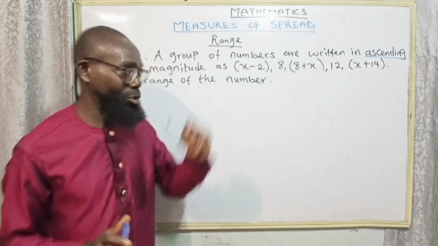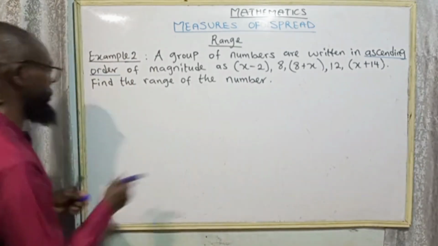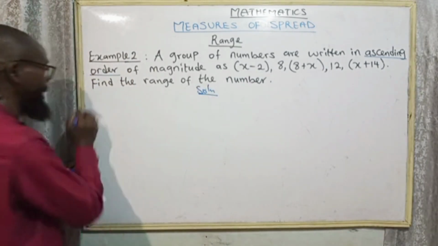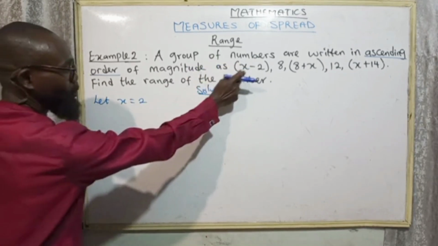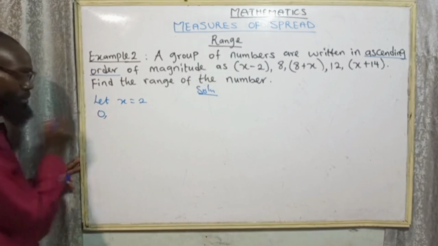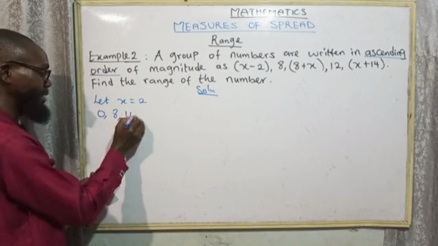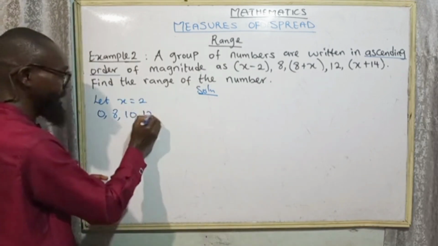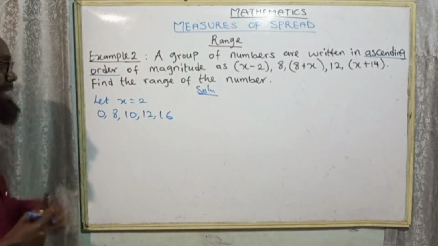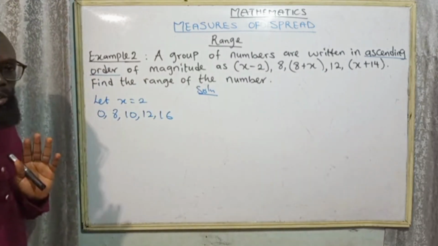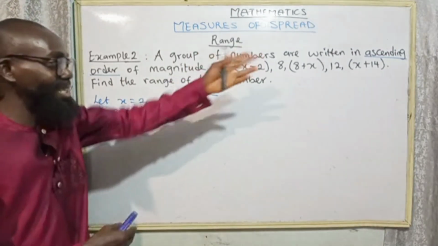What to do is assume x to be any number. Let us assume x to be 2. Let x equal 2. So here we're going to have 2 minus 2, I have 0. So we have 8. So here we have 8 plus 2, I have 10. Then we have 12. Then we have 2 plus 14, we have 16. So you can determine the lowest and the highest value even if it wasn't stated that it is in ascending order.